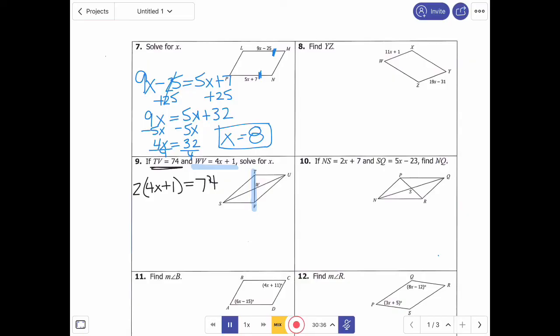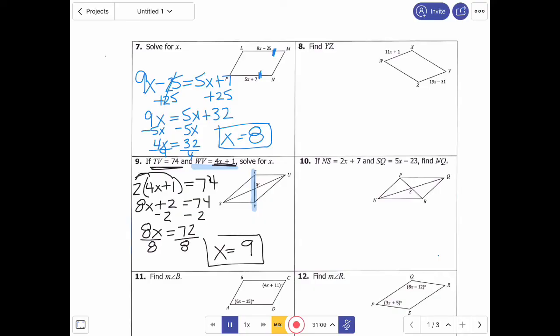So you could either add 4x plus 1 twice, or if I said double it, that means also multiply by 2. So when I multiply by 2, I'm going to distribute. I would have 8x plus 2 equals 74. Then I would subtract 2 from both sides. I get 8x equals 72. Divide by 8. And x equals 9. Okay.